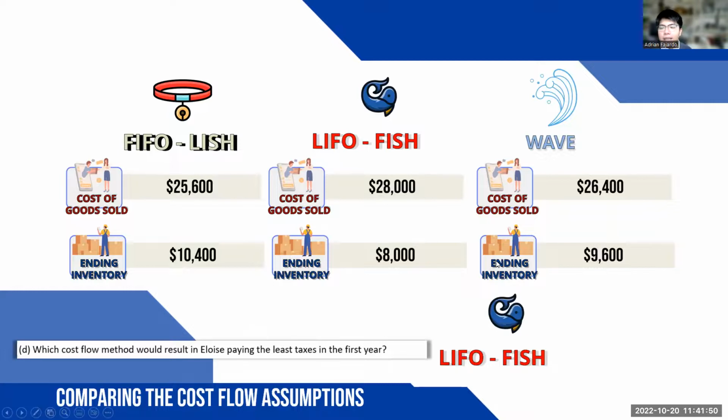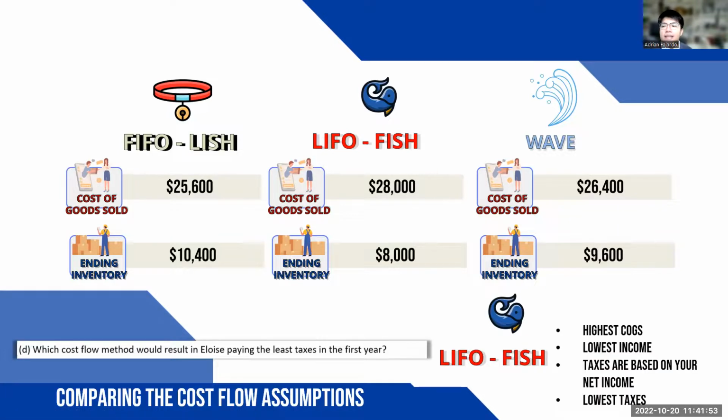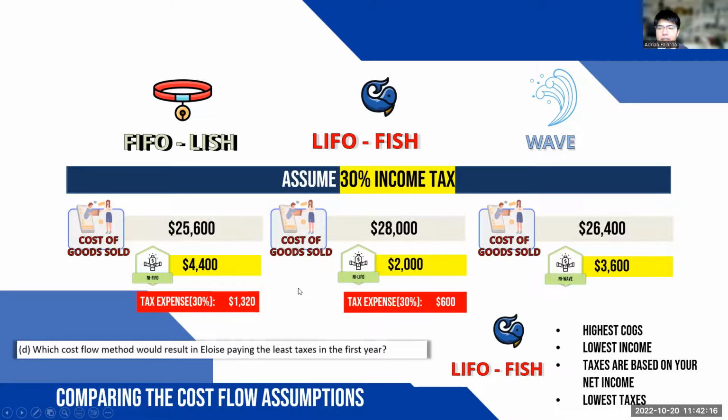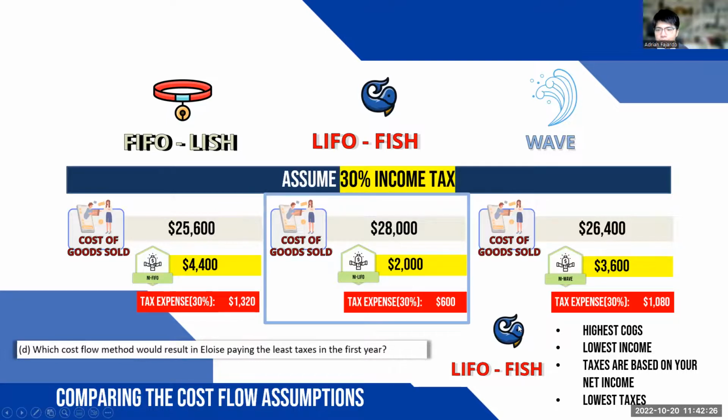Si LIFO naman. Why? Because LIFO has the highest COGS, which will give him the lowest income, and taxes are based on your income, and therefore that will give you your lowest taxes. So again, let's assume a 30% income tax rate. From the previous scenario, ito yung mga net income. Si LIFO has the smallest income. If we apply a 30% tax expense rate, you'll see that LIFO will have the smallest income tax expense because they have the smallest income tax. So the answer to D is C, LIFO, right?